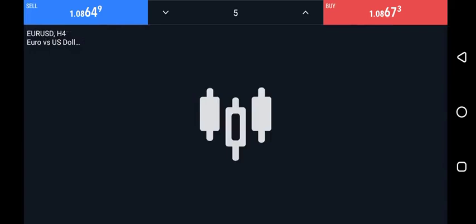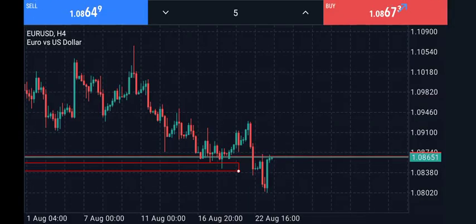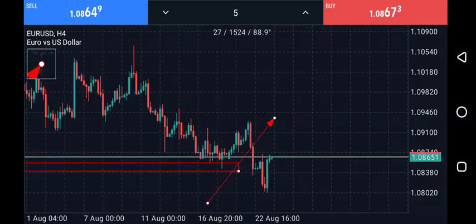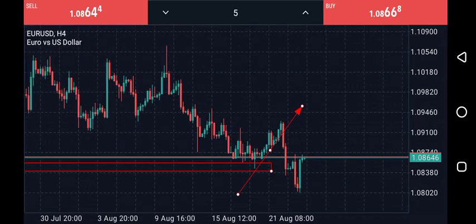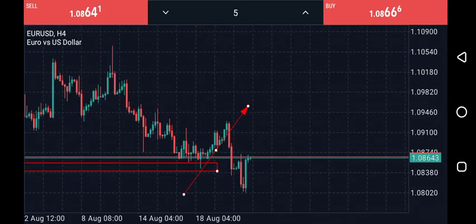This alone, if you took this with the lowest lot size you have, you would have gotten more than $10, more than 50, because this is on the 4 hour time frame. This is more than 100 pips. So you can see market respected it because that was a valid order block.